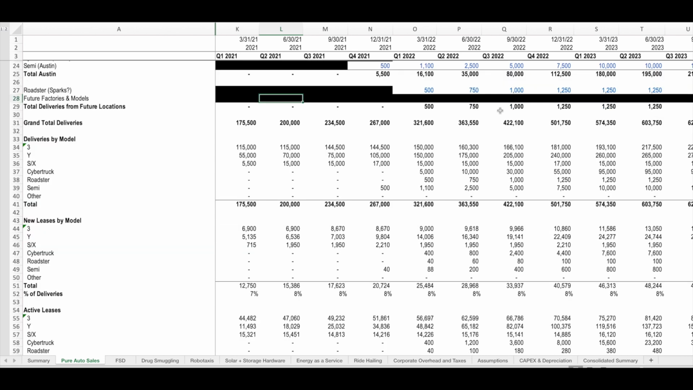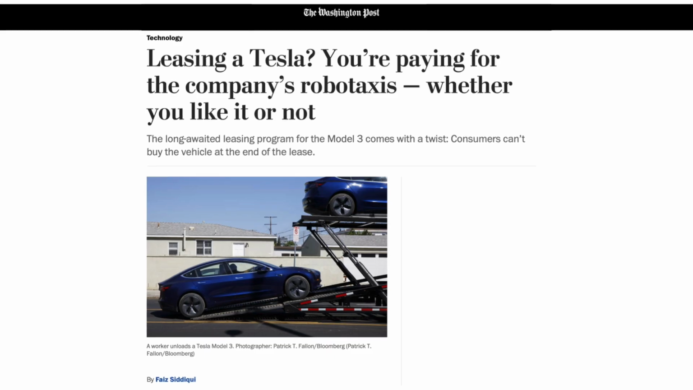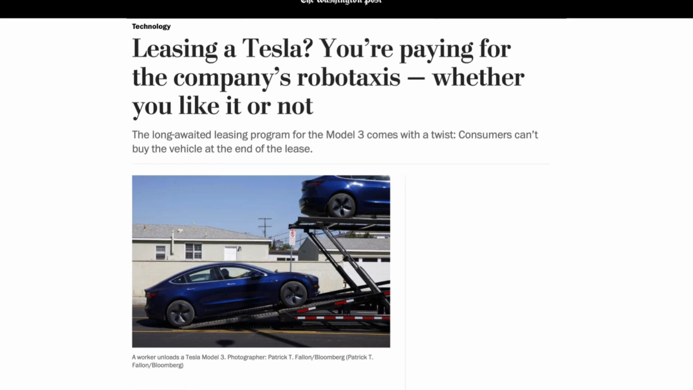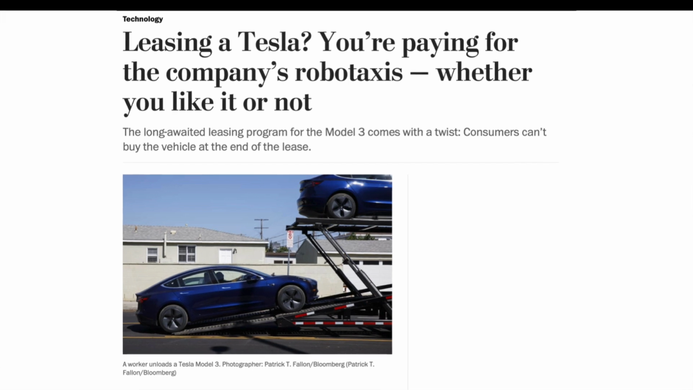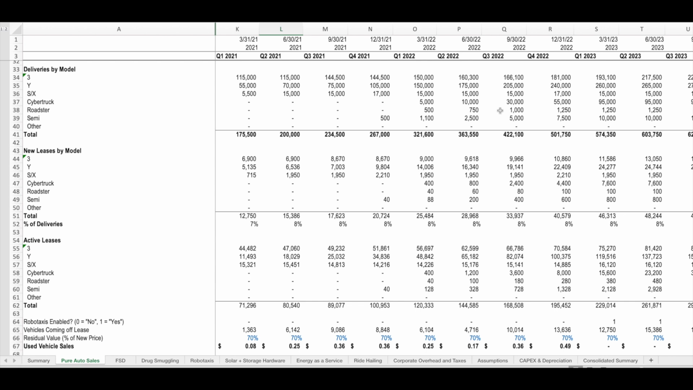Not only do we need to look at the total number of deliveries, but we also need to make projections around the amount of vehicles which will be leased. Historically, that number has hovered around 7 or 8%, and I'm assuming roughly 8% on average going forward. We then have a tracker to keep count of the total active leases that Tesla has across all of their vehicles. This is important not only to calculate a more accurate revenue projection for leases, but also because Elon has said in the past that vehicles coming off of leases would be used in Tesla's robotaxi fleet. So that is what I've assumed here.